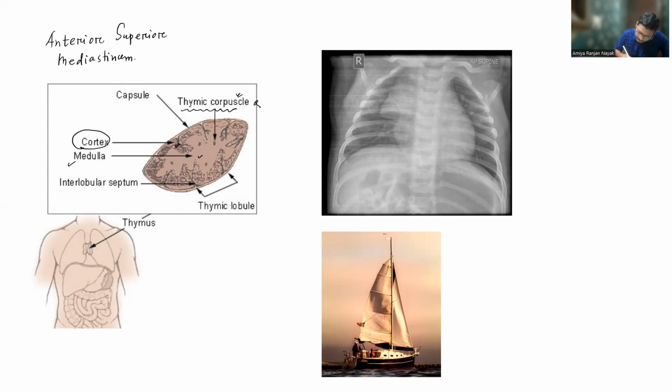Now, if you see the weight of the thymus, what is the weight of the thymus? At birth, the weight is around 10 to 35 grams. It will gradually increase in size, and maximum size is obtained at around puberty, and the maximum weight will be around 20 to 50 grams. This is achieved during puberty.